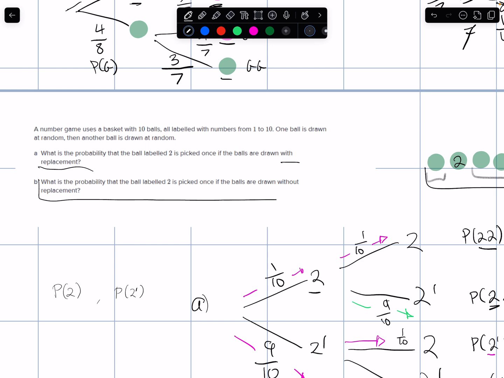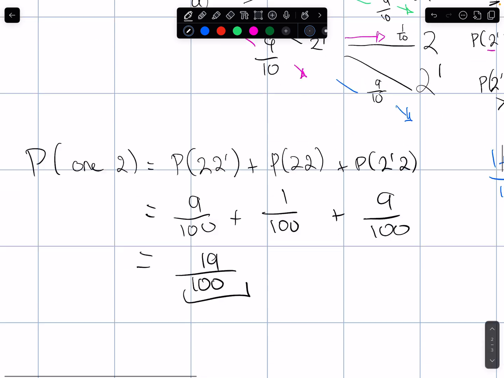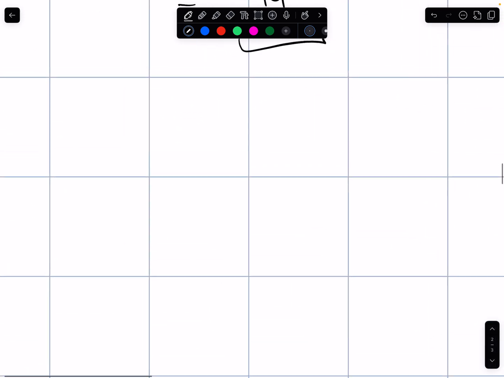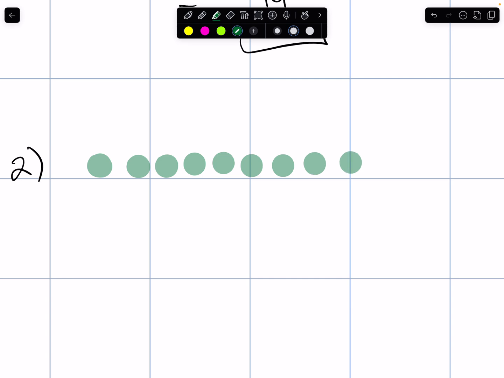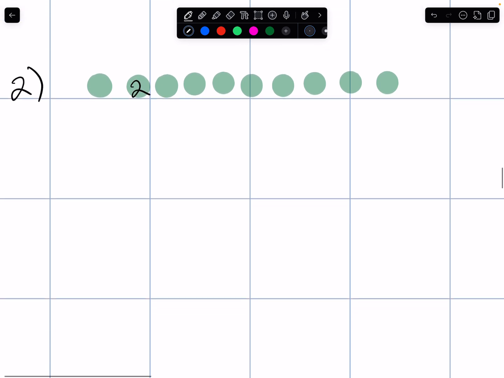What is the probability that the ball labeled 2 is picked once if the balls are drawn without replacement? Now, this is going to change our answer. Okay, so let's have a look again. We're going to go 2. Let's draw our little balls again. 1, 2, 3, 4, 5, 6, 7, 8, 9, 10. Let's move a bit faster this time, shall we? 2. All right. So let's draw our tree diagram again.